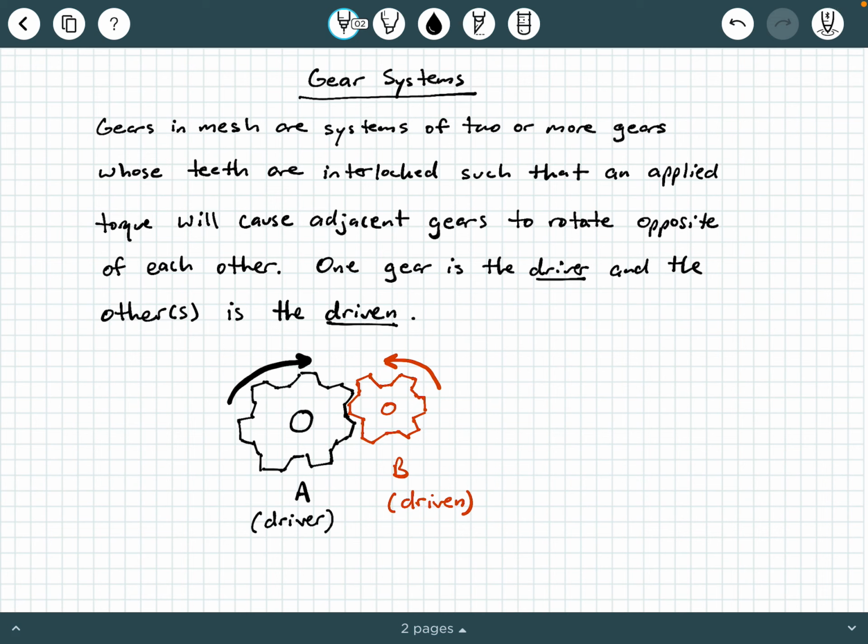Hey everybody, Dr. A here, and in this video we're going to be providing some background information on gear systems, and we're going to conclude with a simple example of gears in mesh. So let's go ahead and get started.